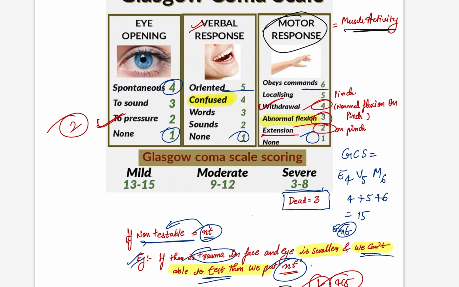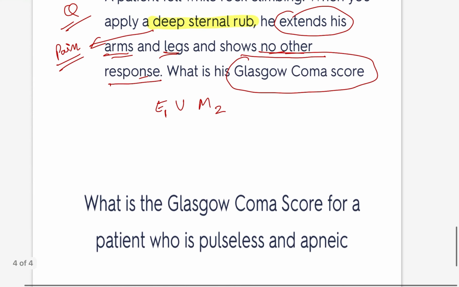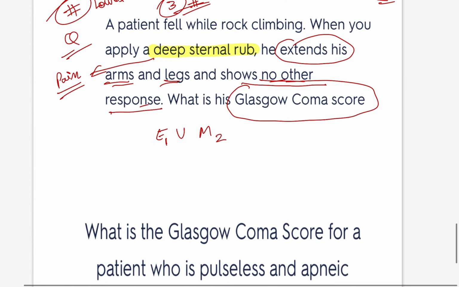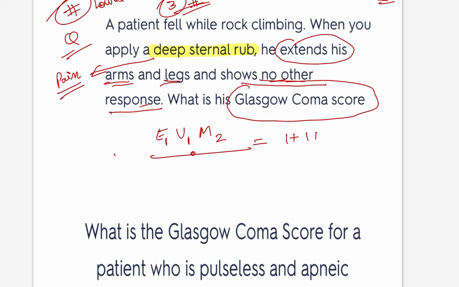And what about the verbal response, or vocal, we can say vocal or verbal response. So here he is saying that there is no other response. No other response means still we can write V1, not 0. So don't be confused. Not 0, right? So if we calculate this one, 1 plus 1 plus 2, it's 4. So here GCS is 4, right?